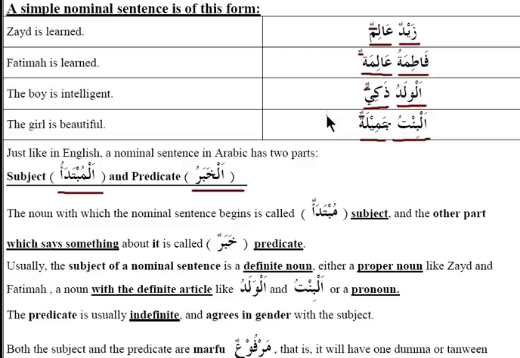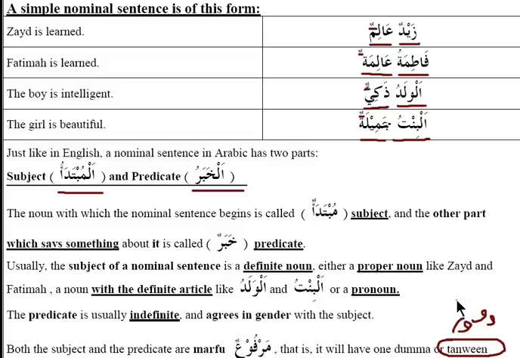One other thing to note is that the mubtada and the khabar, both of them, are marfu', meaning they end in a dhamma or two dhammas, which is tanween. Also, the name tanween means ending in two dhammas, two fathas, or two kasras. So that's what tanween means, but in this case it means two dhammas. So two dhammas, or you can write it like that, depending on the way you want to do it.